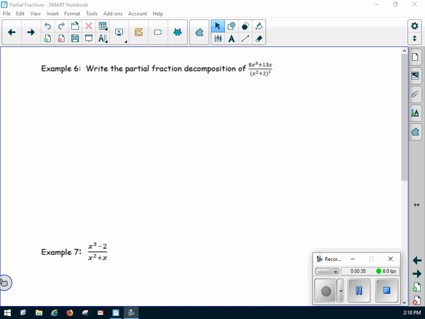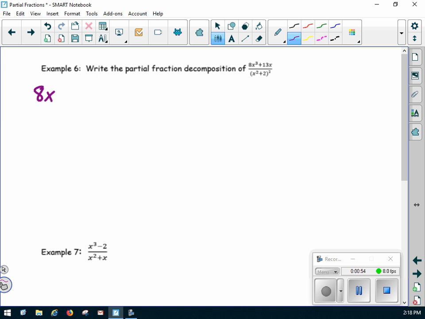And remember, the first thing you want to do is factor your denominator as much as you can. So how would we factor that denominator? Yeah, and that's not really factoring it, is it? That's just writing it out. So we're going to leave it this way. There's no factoring that can be done. So it's 8x cubed plus 13x over x squared plus 2 quantity squared.